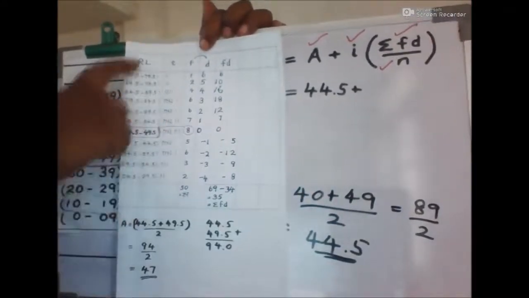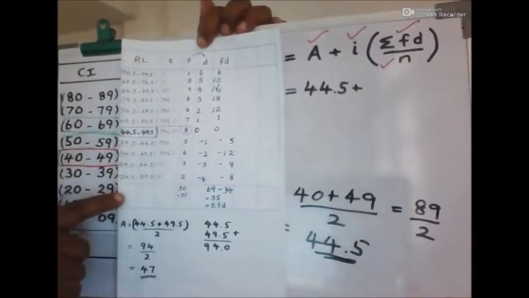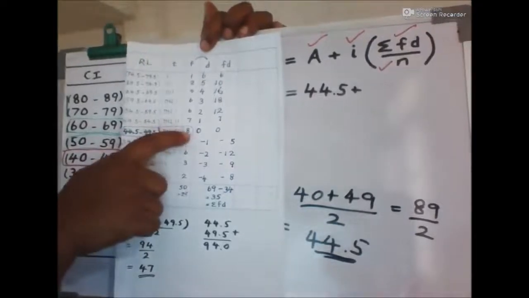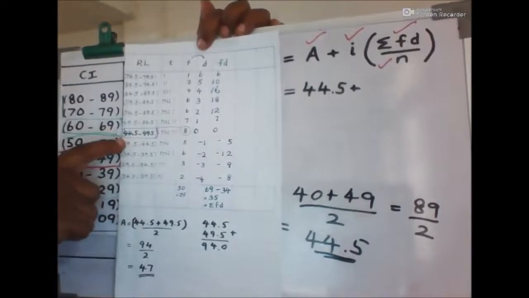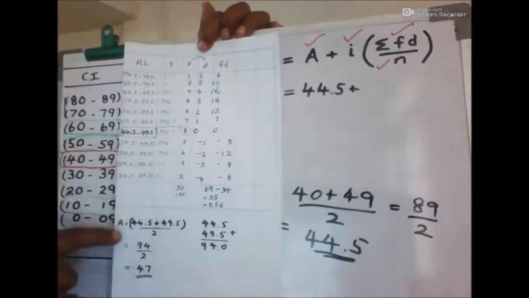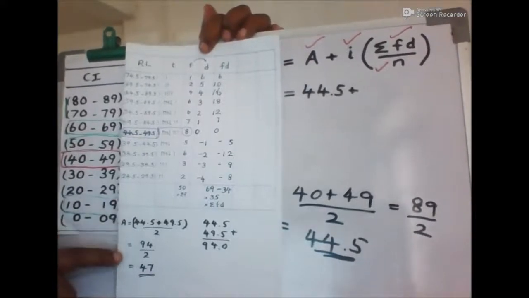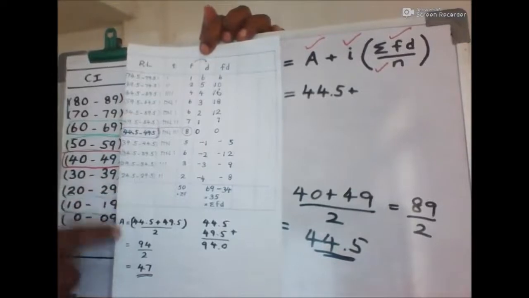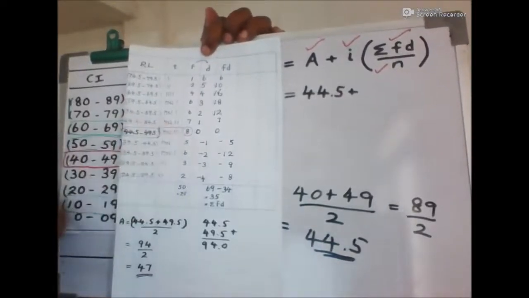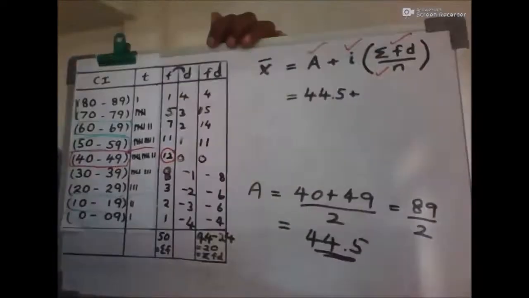And by the way, if you have got only the real limits, highest frequency is this, then the assumed mean, how to get this? 44.5 plus 49.5 divided by 2, that is 47. Even if these are given in real limits, that's the way. The theory is the same.